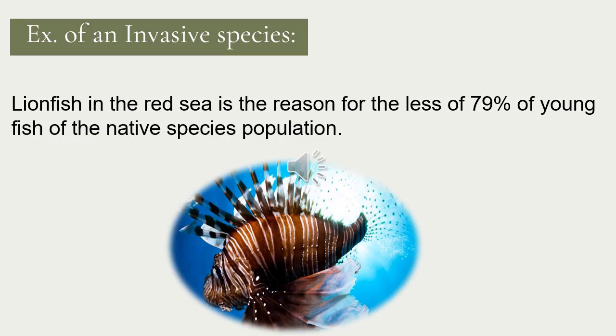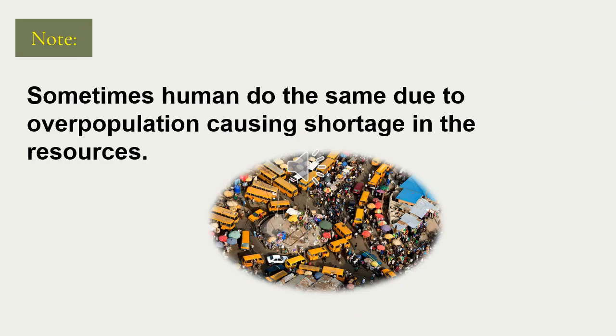The lionfish in the Red Sea is the reason for the loss of 79% of the young fish of the native species population. Sometimes humans do the same due to overpopulation, causing a shortage in the resources.